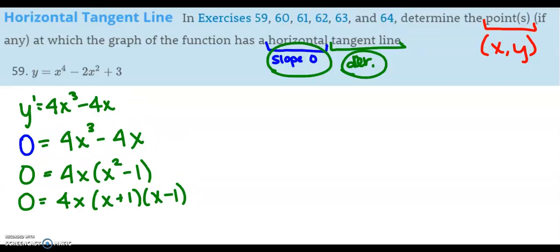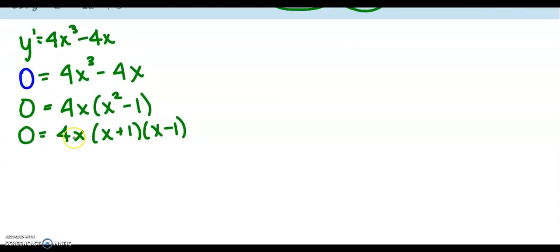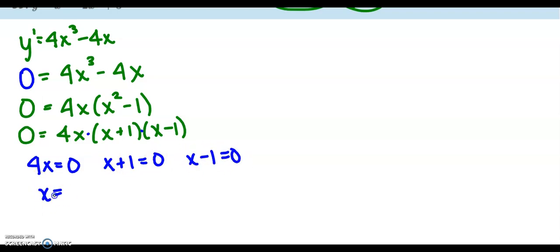square roots. So then I know from the zero product property that if I have three things multiplied together to be 0, one of them must be 0. So I'm going to set each piece equal to 0. So I'm going to get x equals 0, x equals -1, and x equals 1.